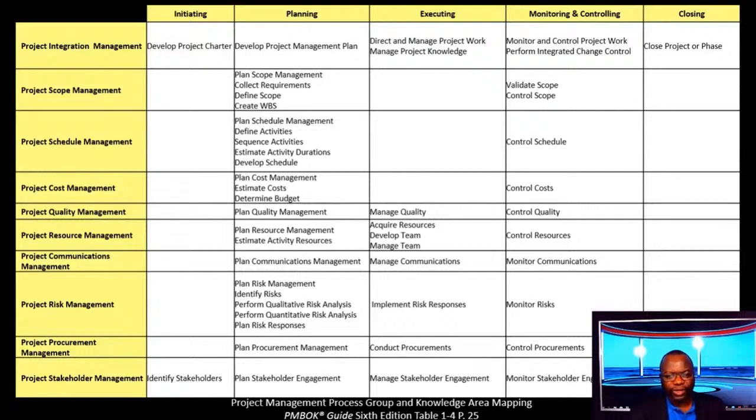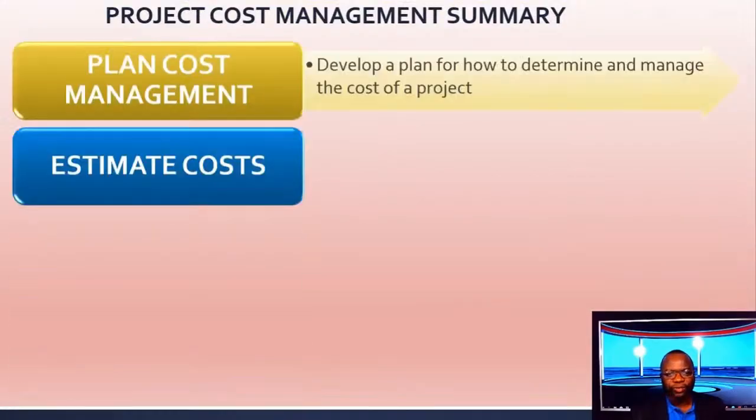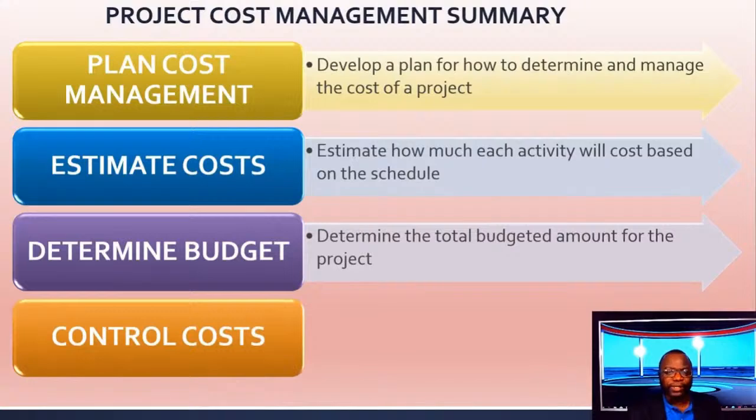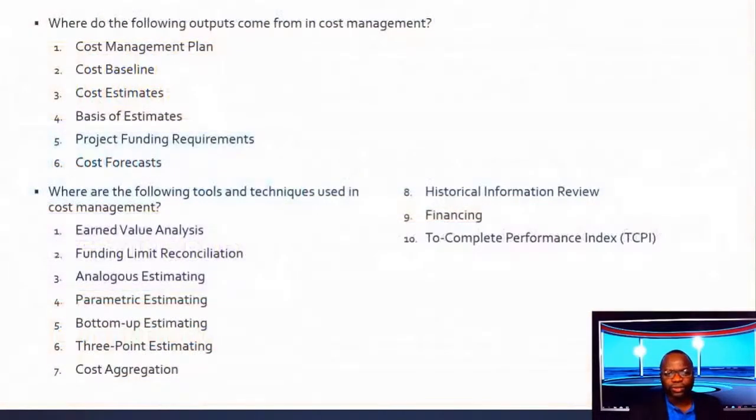But let's go back to our slides because there's a lot of stuff to talk about, okay? And I want to make sure the build-up is thorough. So inside cost management, we have seen our problem isn't with the first three. Plan cost management, yeah, we know what we're doing. Estimate costs, we've got an idea of what we're doing. Determine budget, we're coming up with a final budget, but don't forget there is some stuff in determine budget that we do need to understand for our PMP exam. I'm going to be showing you that a little bit. And then we have control costs, which is streamlining cost changes, preventing unauthorized additions, and so on.